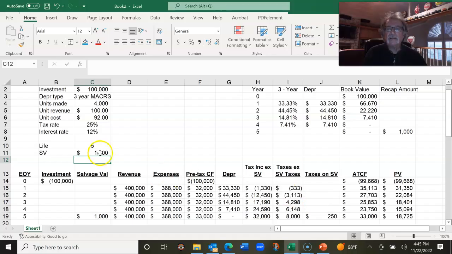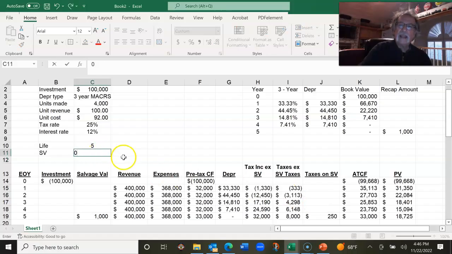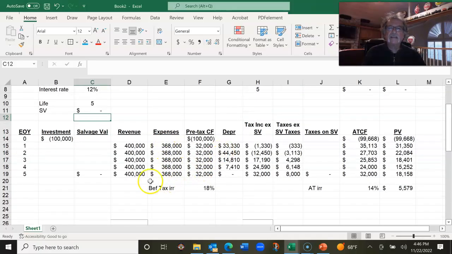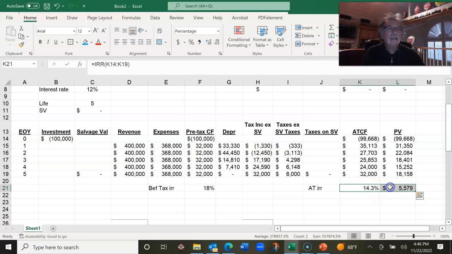But let's go back to our base case here. I have a small little model. I've got a before tax internal rate of return of 18%, after tax internal rate of return of 14.3%, and the present value of the project at 12% of $5,580. This is greater than zero. It's a good project. These are our performance variables. This is what management is most interested in.